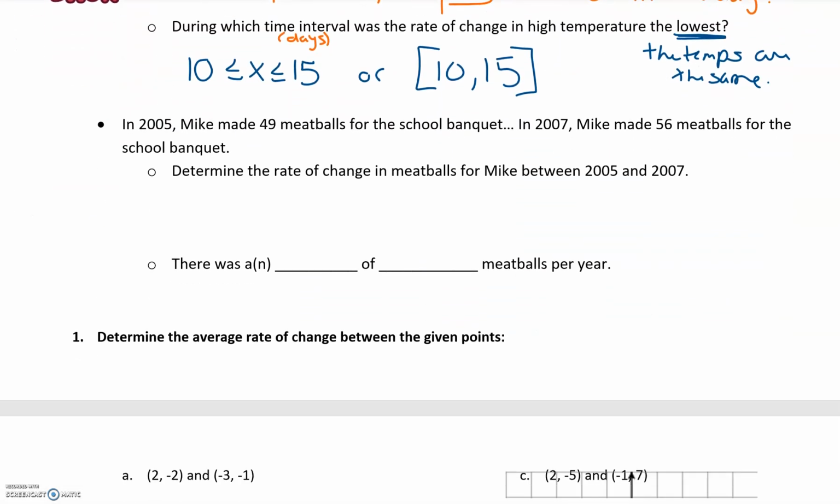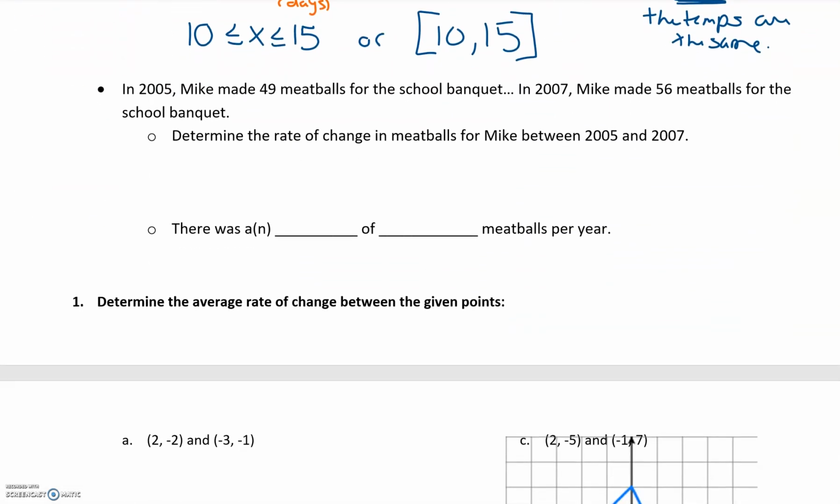All right, let's look at the next problem. It says, in 2005, Mike made 49 meatballs for the school banquet. In 2007, Mike made 56 meatballs for the school banquet. Determine the rate of change in meatballs between 2005 and 2007. Well, if these are our X's, this is the first X and this is the second X, let's figure the Y's that go with them.